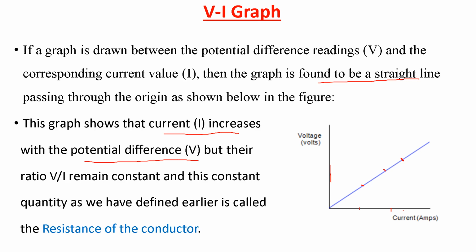It always remains constant whether you choose this point, let this point be A, or you take this point. From here you will get the value of I, and on this side you will get the value of V. Similarly for B, you will get the value of V from here, and you will get the value of I from this axis. On dividing the values for any point on this line, you will get the same answer. It shows that the resistance of the conductor remains constant, it doesn't change.